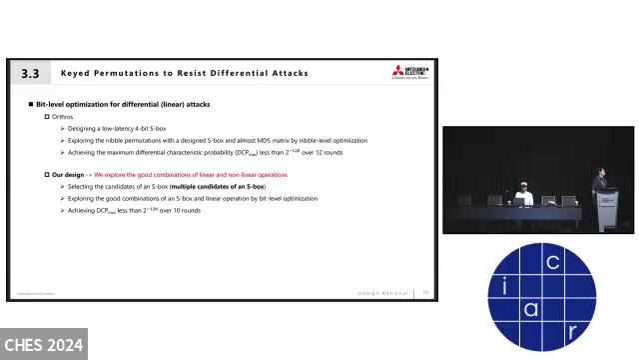Okay, so in this slide, I'll explain the difference in the design procedure from Orthoros. In Orthoros, the designer first designs a low latency 4-bit SBox, and then they explore the nibble permutations with the designed SBox and almost immediate matrix by nibble level optimization regarding the security against differential attacks. However, in our design, we first select the candidates of an SBox, and do not specify the first one SBox. And then we explore a good combination of the SBoxes and linear operations by bit level optimization regarding differential cryptanalysis.